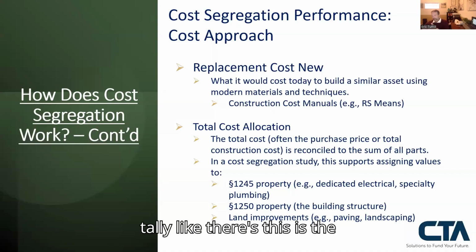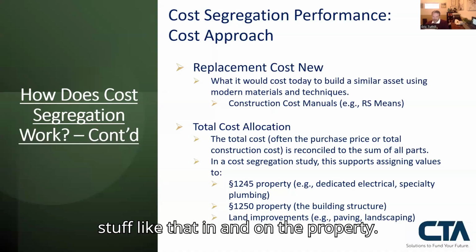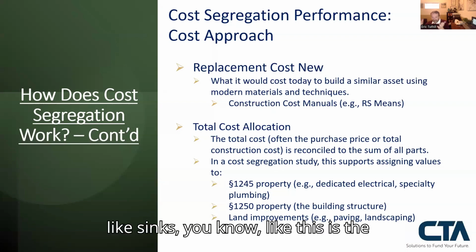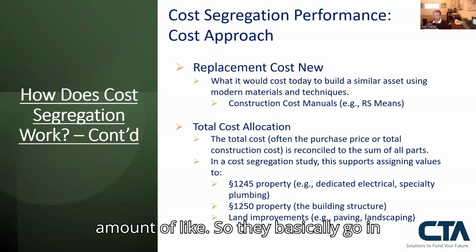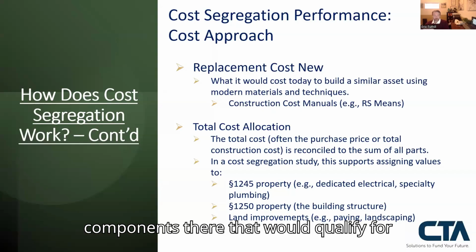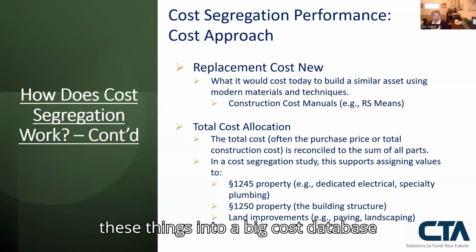Like, these are the amount of cabinets and stuff like that on the property. This is the amount of sinks. So they basically go in there, they take a lot of pictures, they identify the very unique components, and especially the components that would qualify for the 5% amount. They enter all these things into a big cost database system.